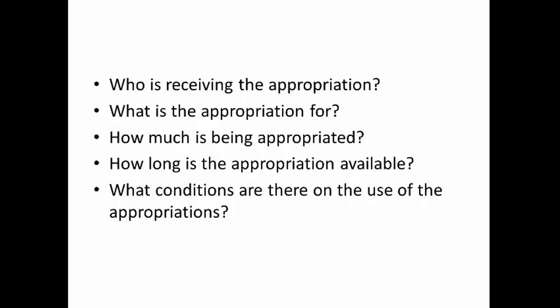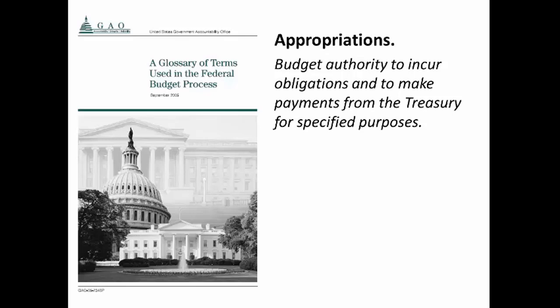Before we begin to answer these questions by looking at regular appropriation language, we first need to define what we mean by an appropriation. GAO's glossary of terms used in the federal budget process defines appropriations as budget authority to incur obligations and to make payments from the Treasury for specified purposes. Put simply, an appropriation authorizes the government to spend federal money for certain purposes.